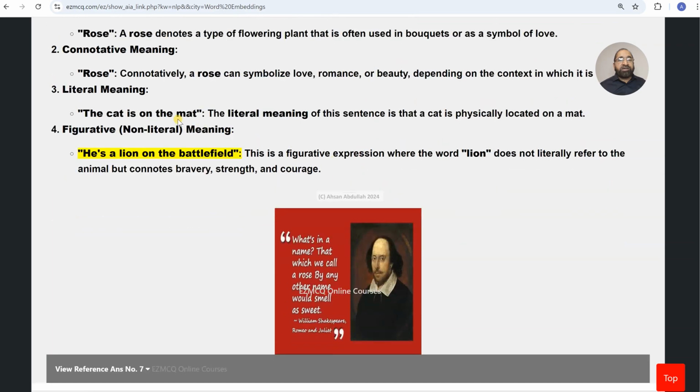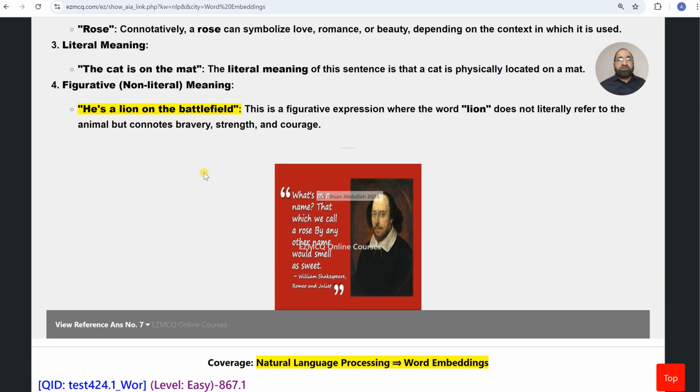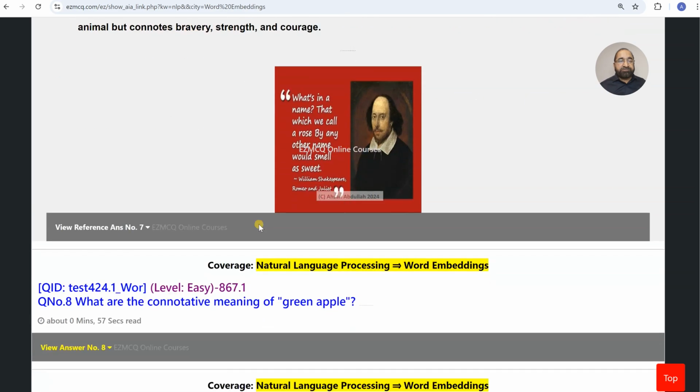The literal meaning of the cat is on the mat is straightforward. And figurative meaning, he is the lion in the battlefield. This doesn't have to be in the dictionary. Okay, so this is non-literal meaning. So basically, lion does not literally refer to the animal, but the bravery and strength and courage. So, with all due respect to Mr. William Shakespeare, this statement is of course true for humans, but how about the machines? So that's the challenge of NLP, making the machines understand what the rose is.